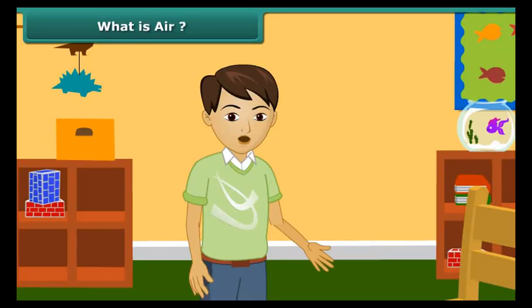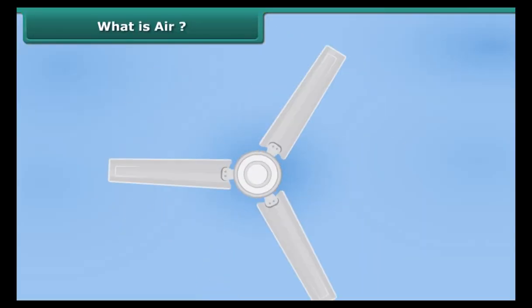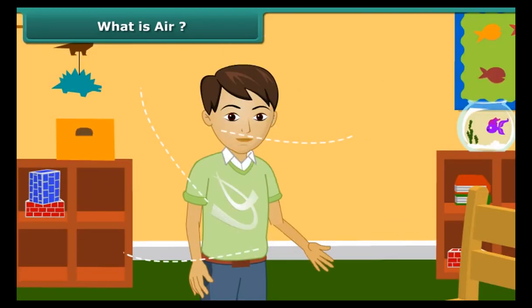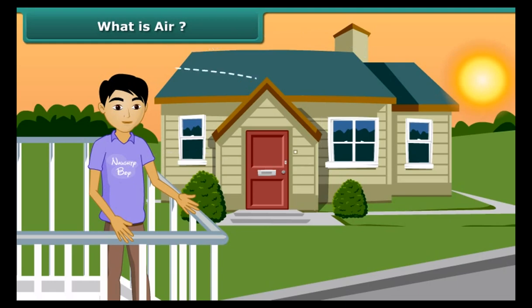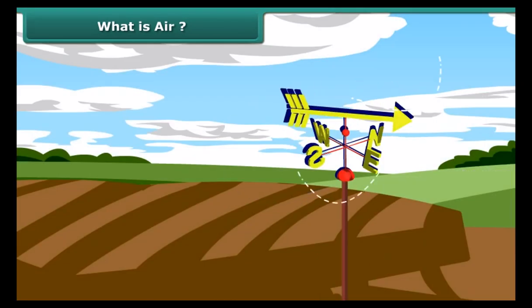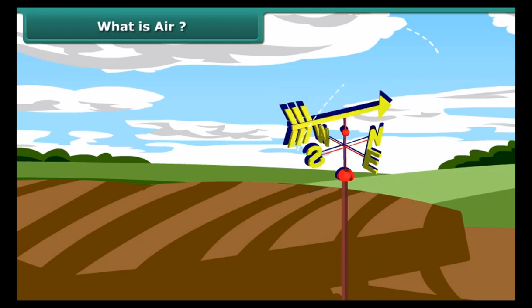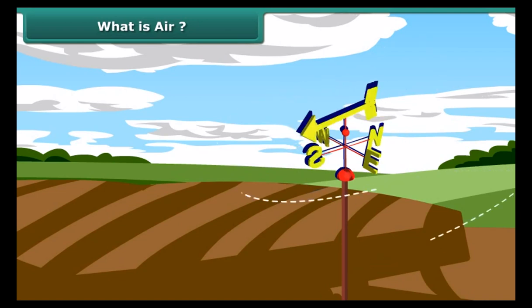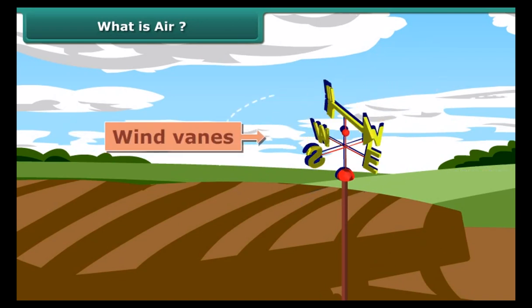Are you feeling hot due to lack of air? Now put your ceiling fan on. You can feel the presence of air. You must have sensed the nice cold breeze in a fine morning. This is also due to movement of air. This moving air is called wind. We can know the direction of wind with the help of wind vanes.